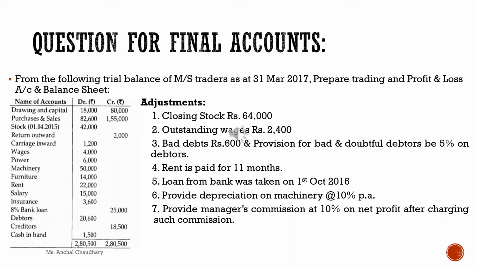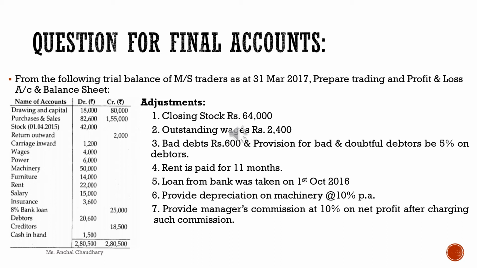Next is your bad debts of 600 and provision for bad and doubtful debts at 5% on debtors. So first thing we have to do, we have to go to the P&L account. In the P&L account you have to add the bad debts and the provision for bad debts. So you have to write down both of them.